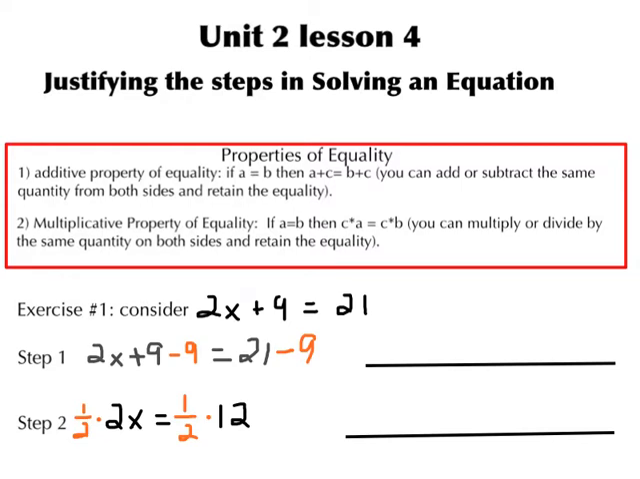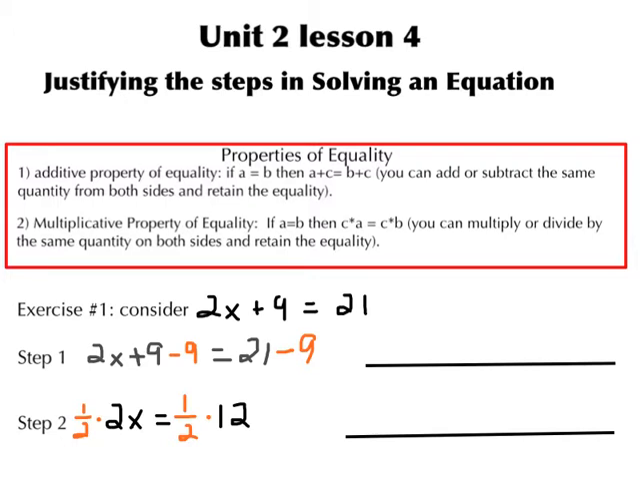So, properties of equality. And remember, these boxes are good things to write down for your WSQ and understand these properties. So, additive property of equality. If A equals B, then A plus C equals B plus C. You can add or subtract the same quantity from both sides and retain the equality. When you're using just those letters like that, sometimes it's difficult to notice it. So I have a couple of exercises here that demonstrate the additive property.